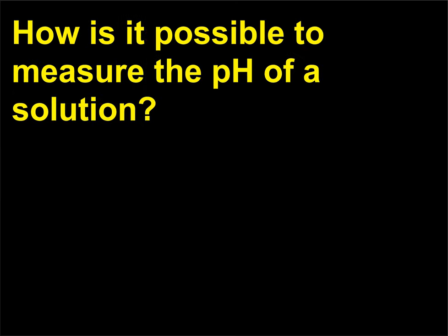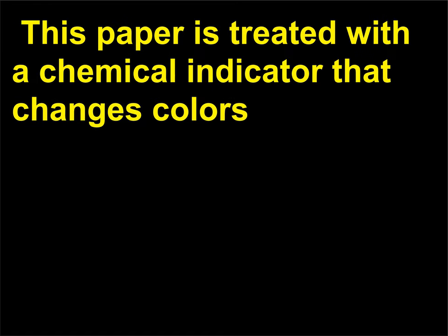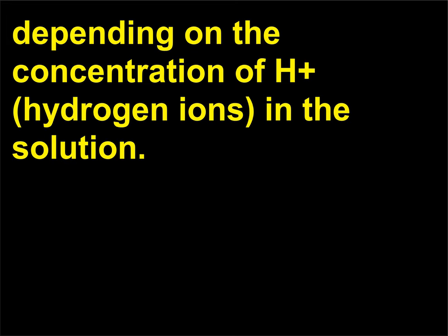How is it possible to measure the pH of a solution? An easy way to measure the pH of a solution is with pH paper. This paper is treated with a chemical indicator that changes colors depending on the concentration of H+, hydrogen ions, in the solution.